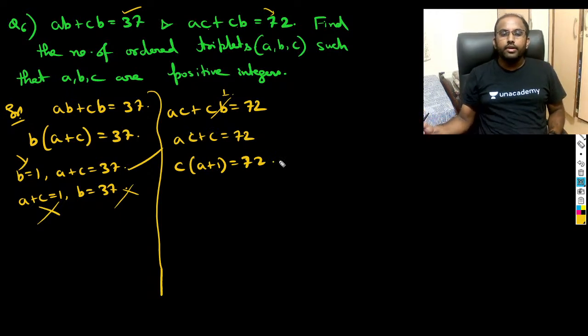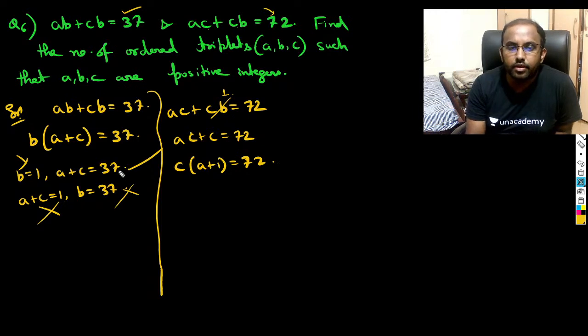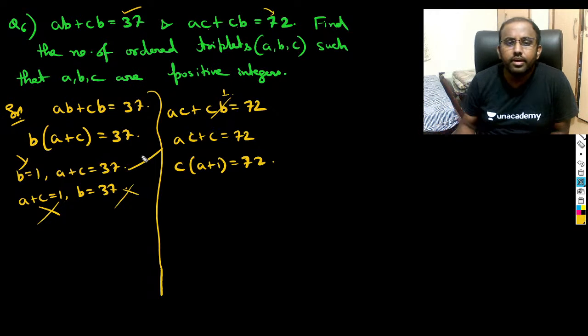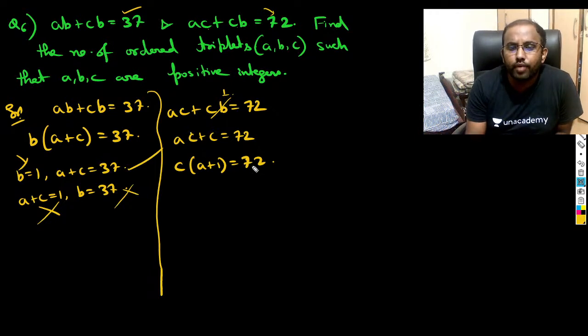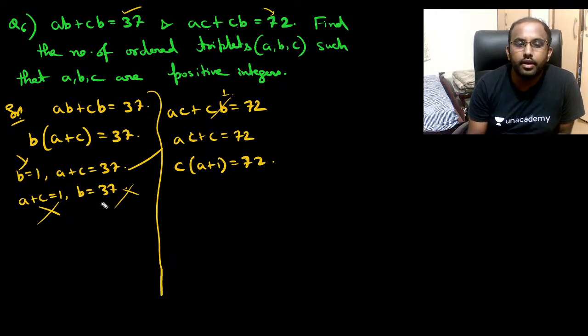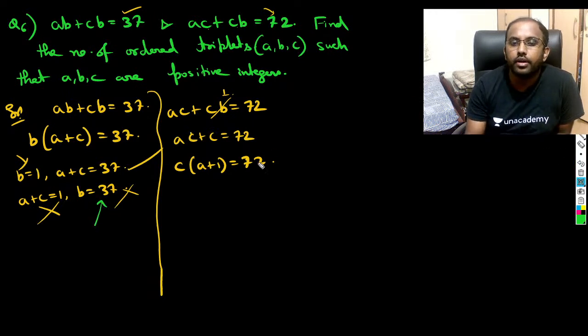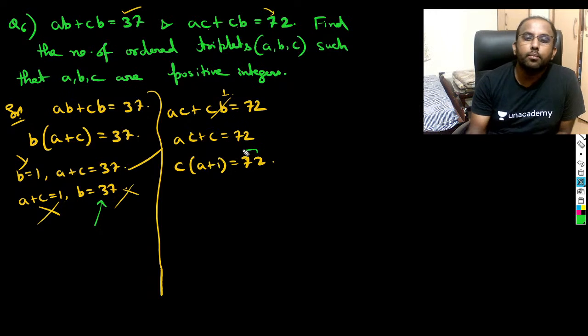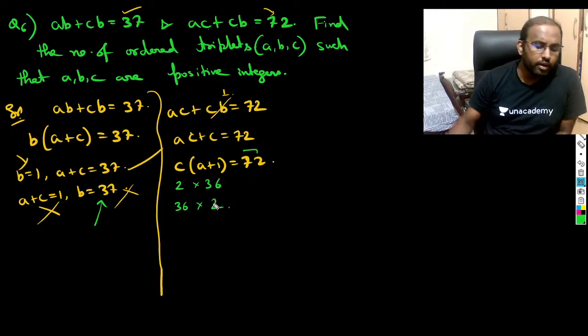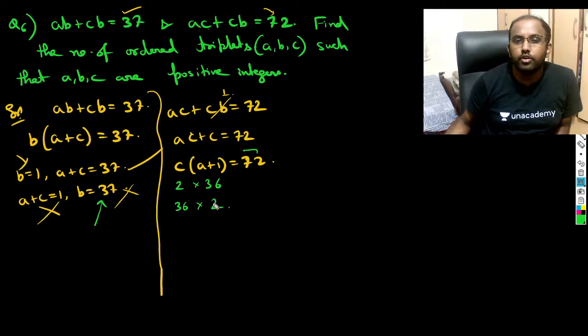Okay. Now I need to check for those values such that A plus C is 37. So when A plus C is 37, obviously if you break these factors, you want this 37 here. It's common sense, right? It is 72 here, so try to break it as 2 into 36 or 36 into 2. So near about 36 we should check the values, right?